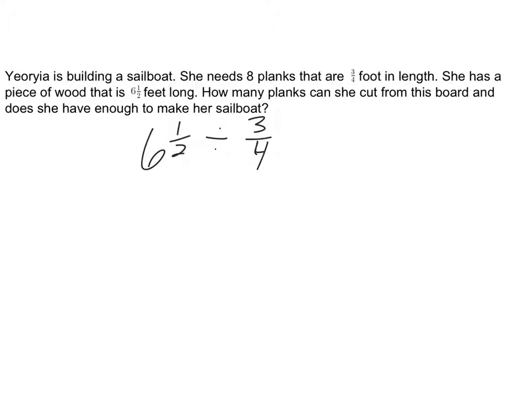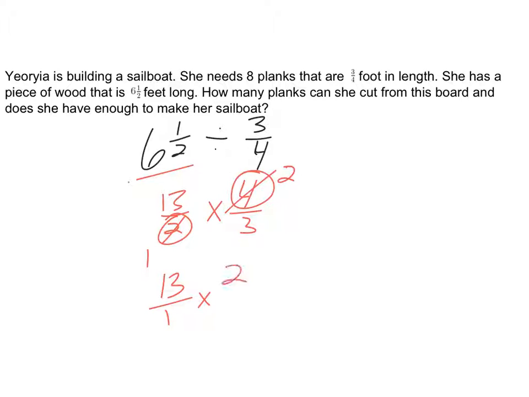So the first thing we do is take this mixed number and turn it into an improper fraction. That would be 13 halves. And then instead of dividing, we're going to multiply by the reciprocal of the second one. Simplifying if we can, we've got a 4 and a 2. We can take a 2 out of both, leaving 2 and 1. So we've got 13 over 1 times 2 over 3. There's nothing else I can take out, so I multiply straight across. 13 times 2 is 26. 1 times 3 is 3.